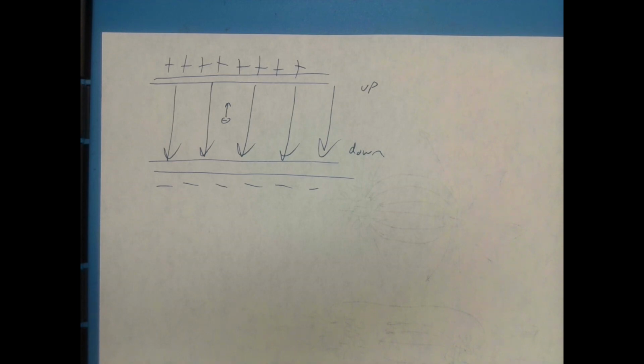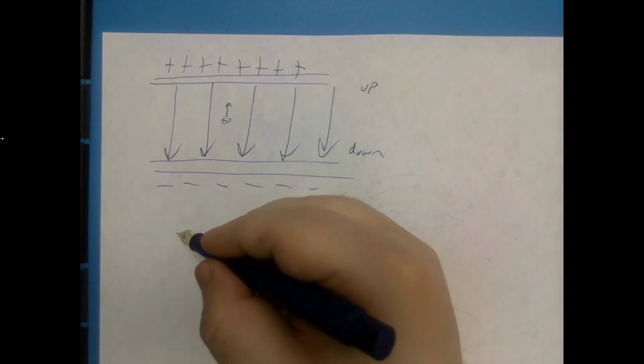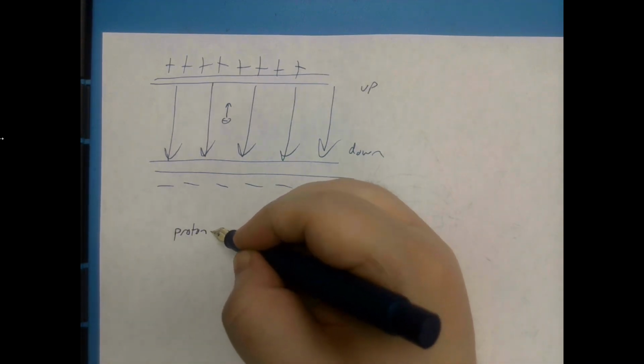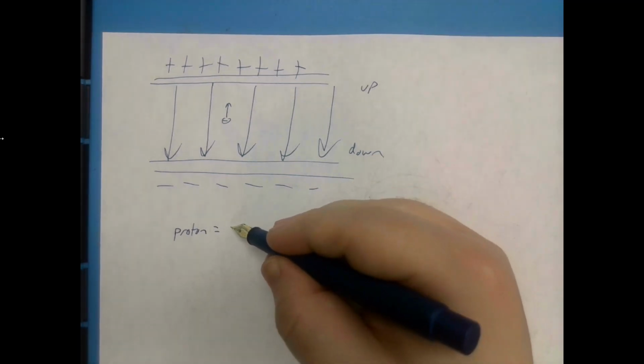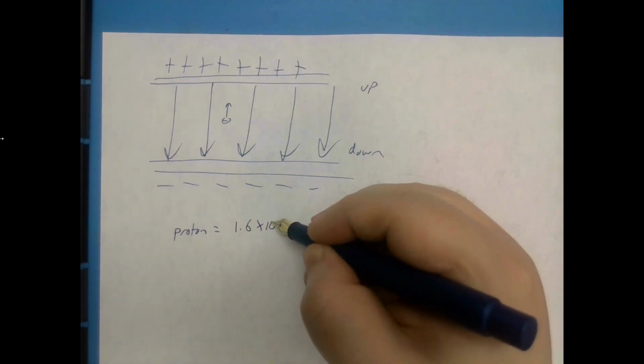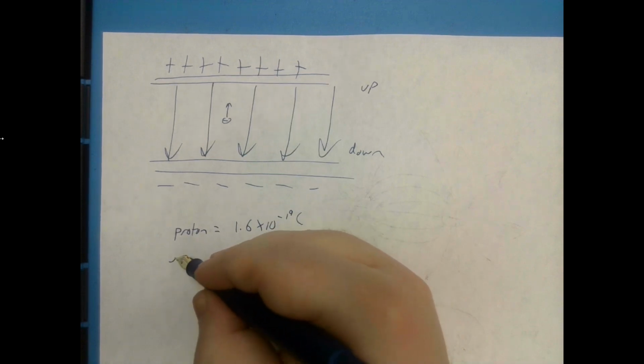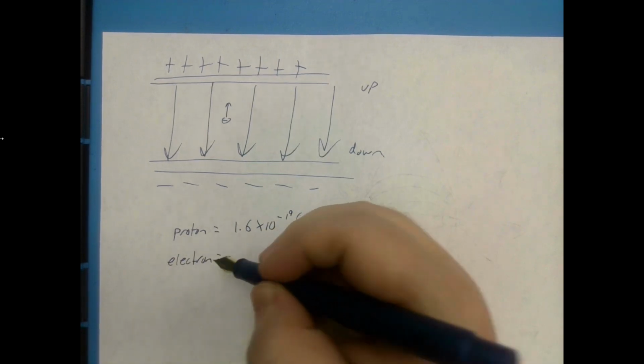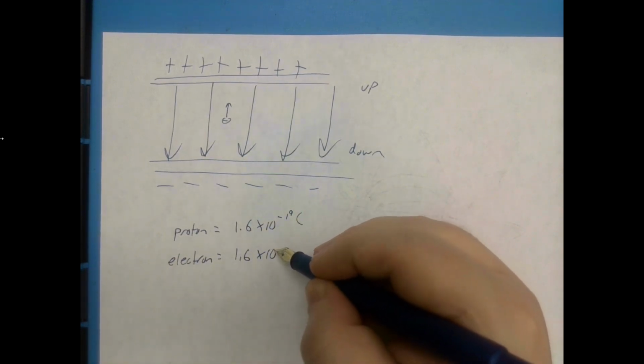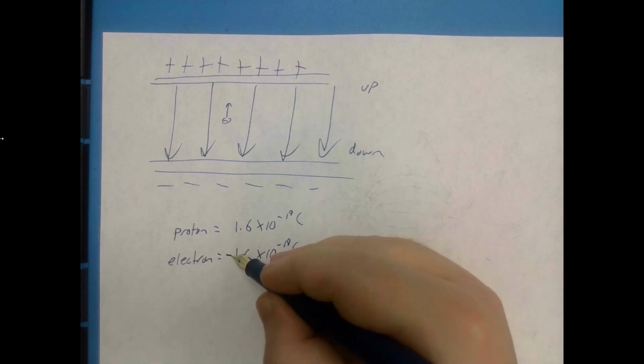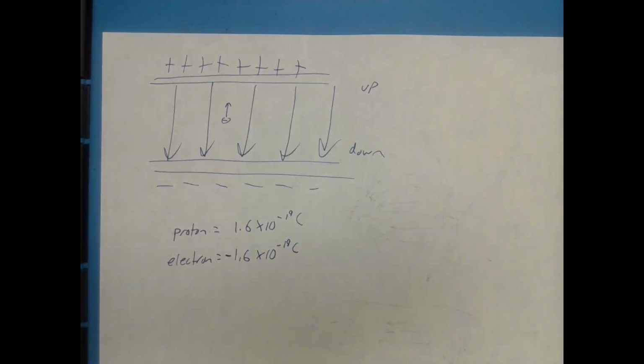There are a lot of problems having you find the force. I do use electrons and protons. A proton has a charge, and this number's on the test, of 1.6 times 10 to the negative 19 coulombs. An electron has a charge of 1.6 times 10 to the negative 19 coulombs, except it's negative. That number and Ke is on the test.